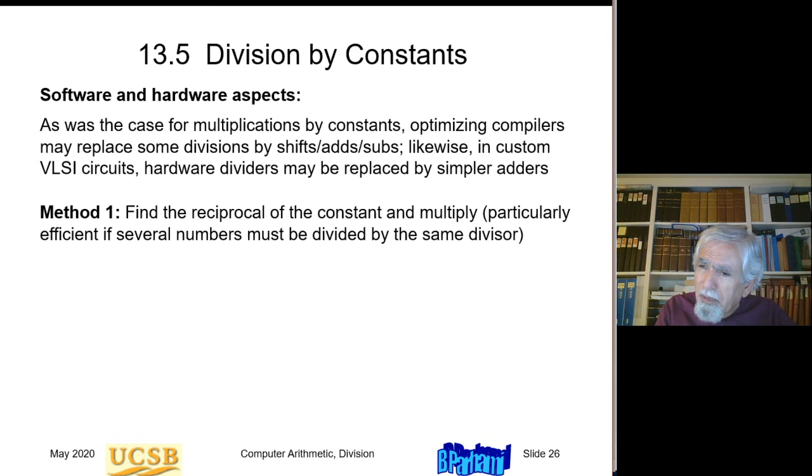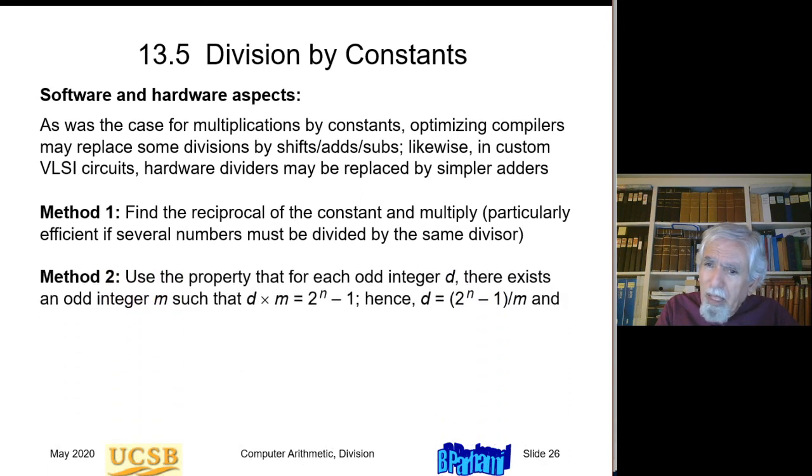So if several numbers have to be divided by the same value, this would be very efficient because you find the reciprocal only once and then all of your divisions now become multiplications, which is a simpler operation. Method 2 uses this theorem from number theory that says for each odd integer d, we only need to worry about dividing by odd integers, okay?